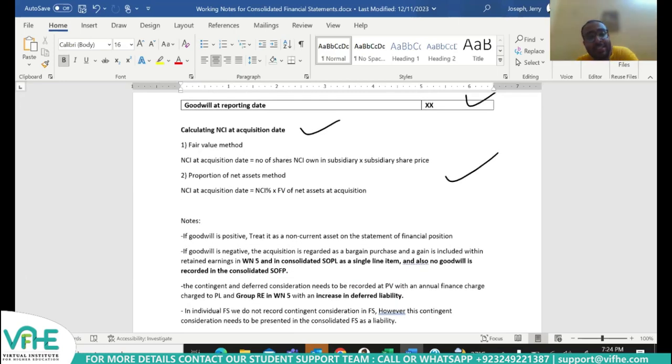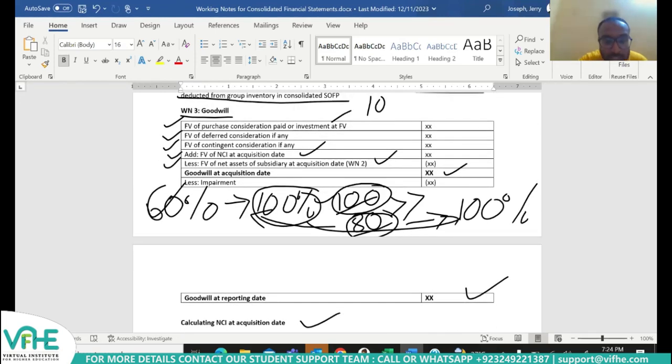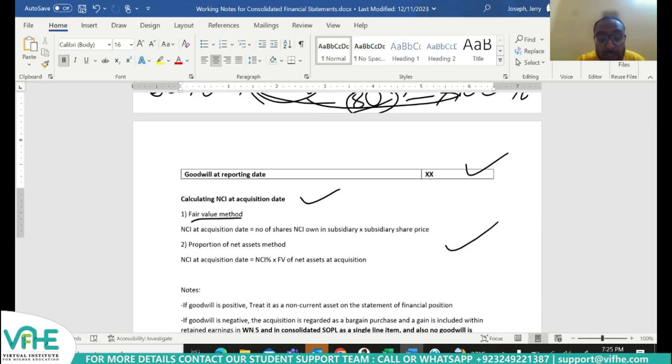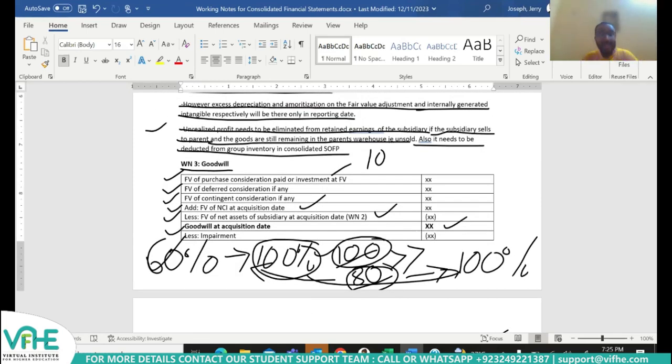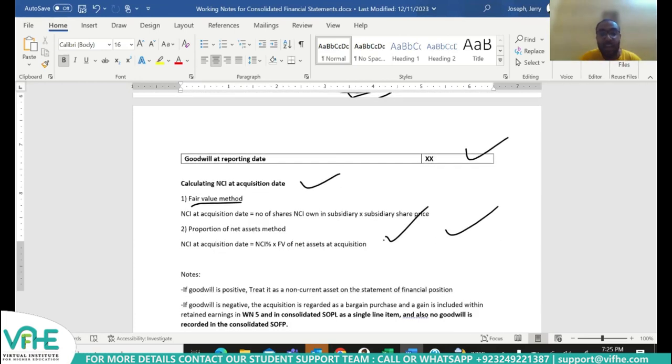However, when I am calculating NCI at fair value, the goodwill I am calculating here is the group's goodwill. That means both the parent's and NCI's share is involved in this goodwill. However, if I calculate the NCI using the proportion of net assets method, the goodwill calculated using that method is the goodwill for the parent only. So with the fair value method, the goodwill is calculated for the whole group. So the impairment is also related to the whole group, and this impairment needs to be split between the parent and the NCI. However, if it's the proportion of net assets method, the goodwill is only related to the parent. So the impairment will also be only relating to the parent. Simple, right? Very simple. Okay. Fine.